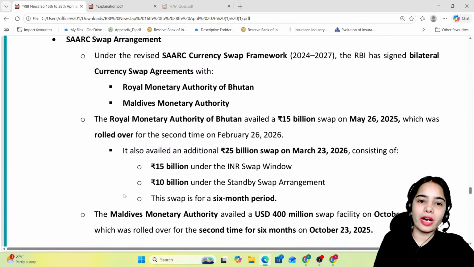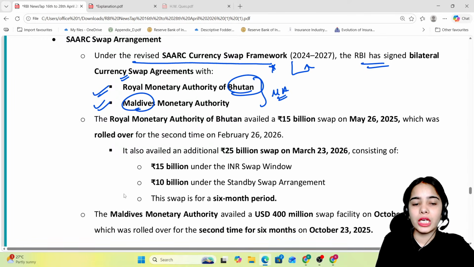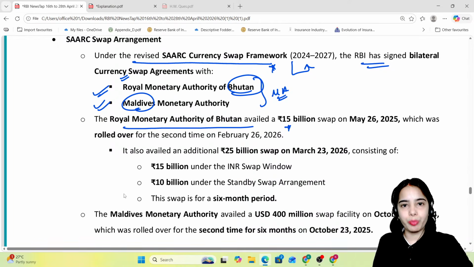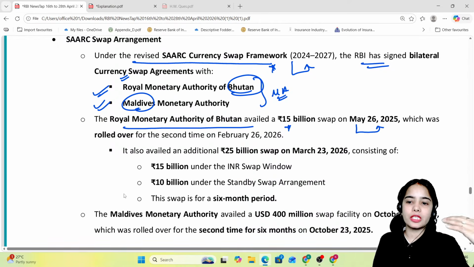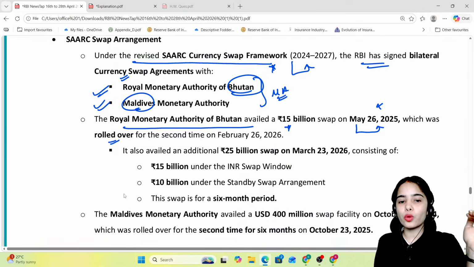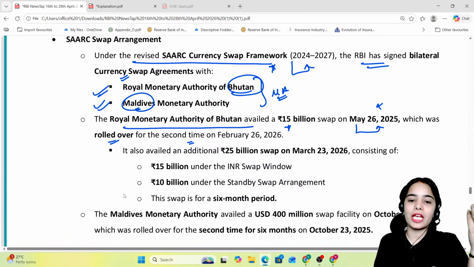Okay, so under the revised SAARC currency swap framework for 2024-27, the RBI has signed bilateral currency swap agreements with Bhutan and Maldives monetary authorities. The Royal Monetary Authority of Bhutan has availed 15 billion rupees swap on May 26, 2025. Date is not important, May 2025 you can remember, which was rolled over for the second time. That means the time period was increased for the second time on February 26, 2026.